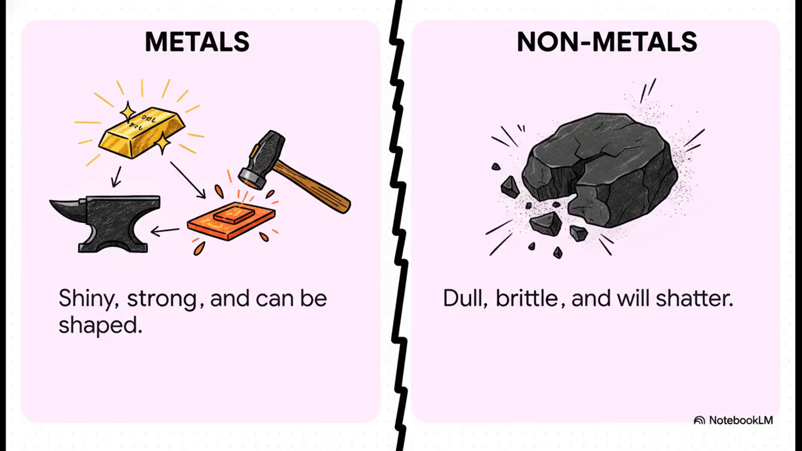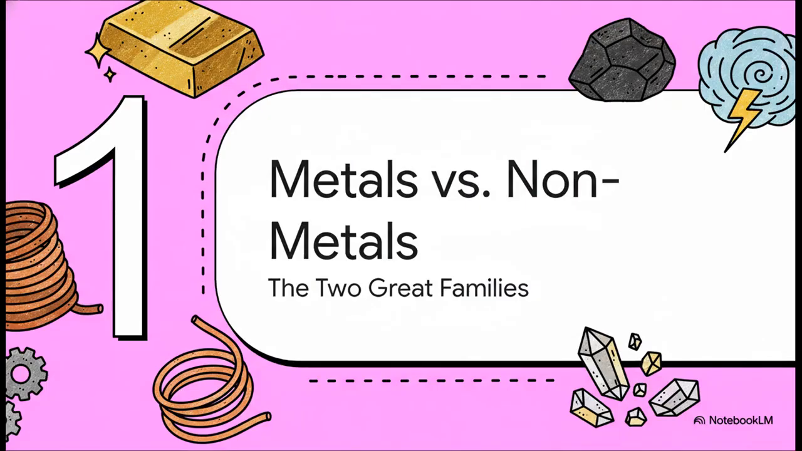So on one side, you've got your metals, the shiny, strong, and shapeable stuff. And on the other side, you have nonmetals, which are often dull, brittle, and sometimes they're not even solid at all. These are the two great families of matter. And really getting a handle on their differences is the key to unlocking how our world actually works. Okay, so first up, we're going to explore these two families. We'll take a close look at what makes a metal, and what makes a nonmetal, well, its complete opposite.